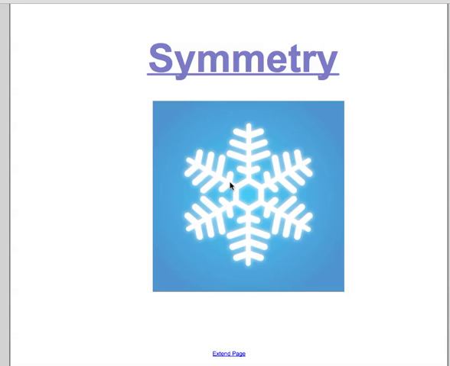We're going to be discussing the word symmetry. And I've chosen this snowflake because I think it illustrates beautifully the definition of symmetry.